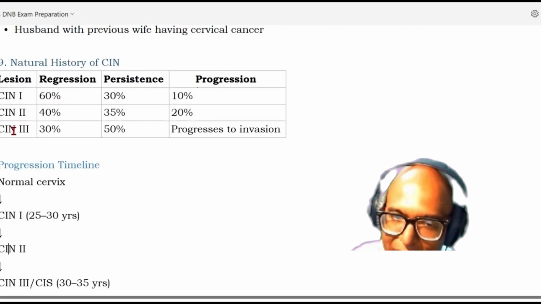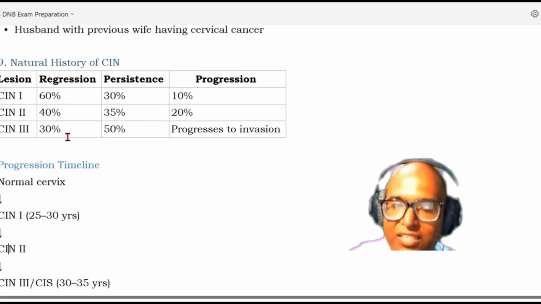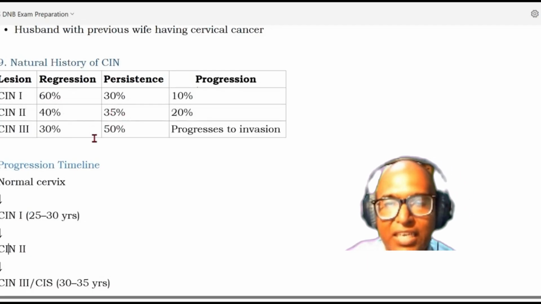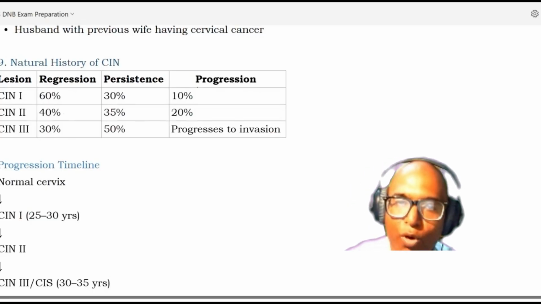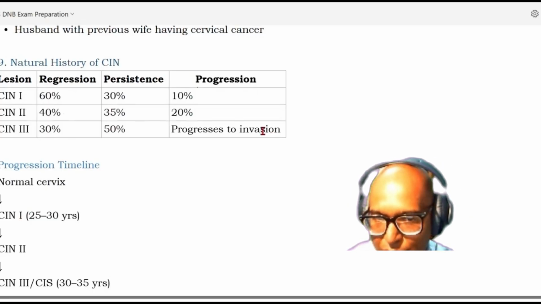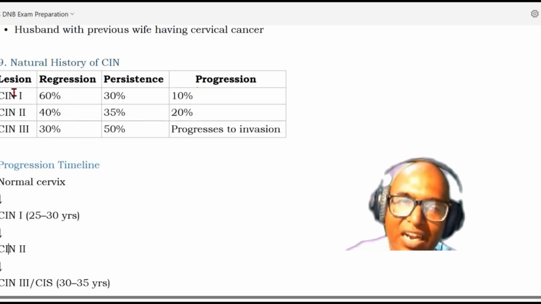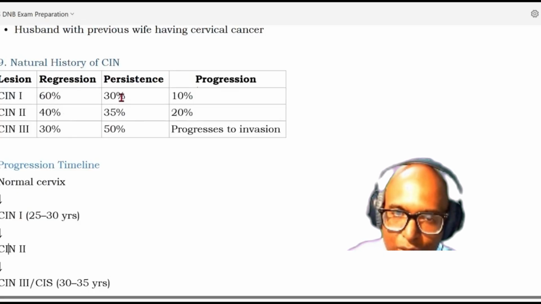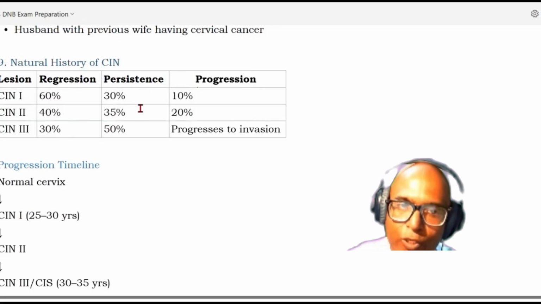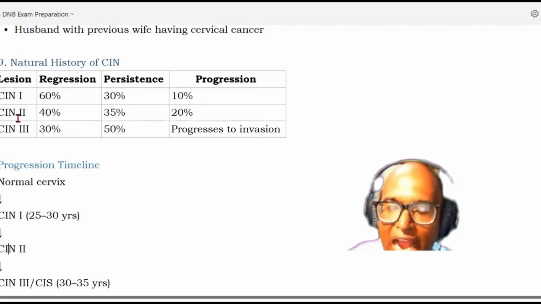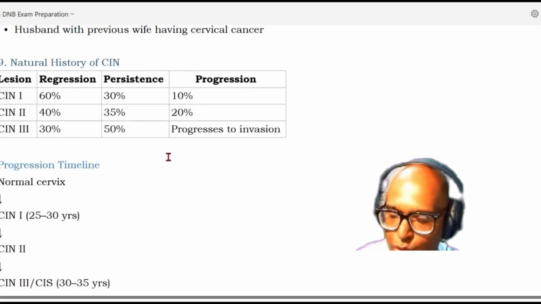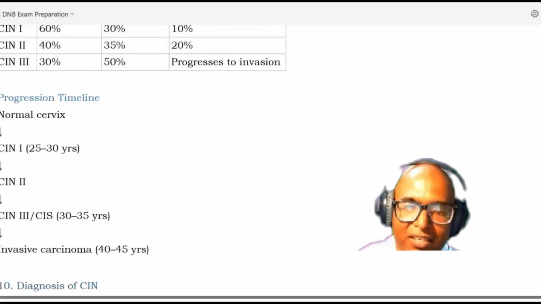While if it is CIN3 pathology, then only 30% is the regression, while 50% chance of persistence. And once there is persistence, there is a chance of progression. So more the persistence, more are the chances of progression. If CIN1 is there, high chance of regression, less chance of progression, and average chance of persistence. This persistence chance also increases with the grade of the CIN, and progression will also increase as CIN1 becomes CIN2 and CIN3. So this progression timeline also you should be able to mention and clarify in the viva.